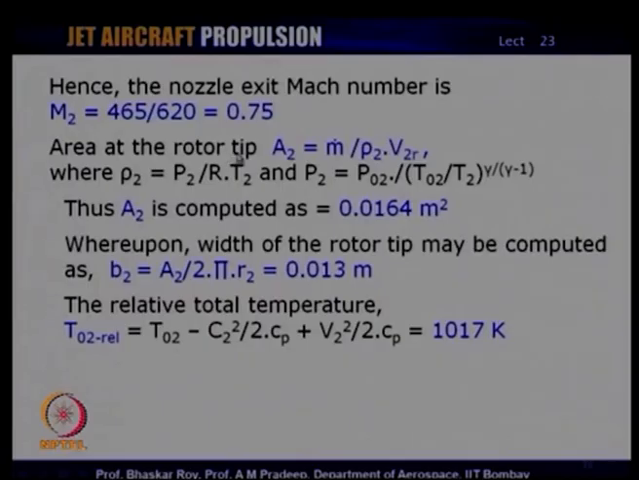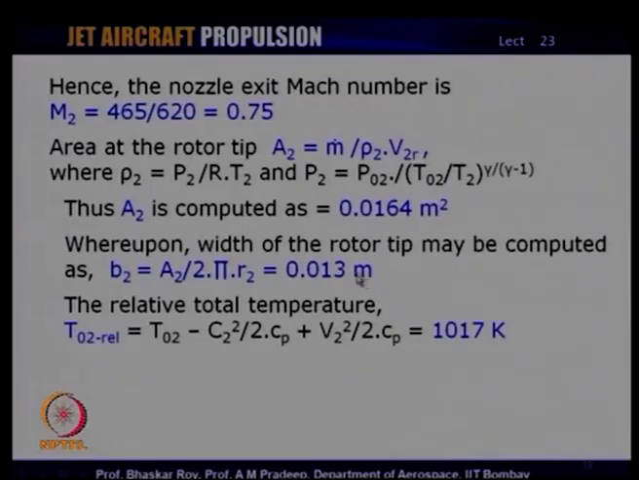The area at the rotor tip now can be found using the continuity condition, as we have always done before, and this comes out to be 0.0164. You have to find the local density and before that the local pressure. So, if you do that, you get this area at station 2. Using this area at station 2, which is the entry to the rotor, you can find the width of the rotor tip, that is the actual width of the rotor tip. Using the geometry, you can find the rotor tip width to be 0.013 meters.